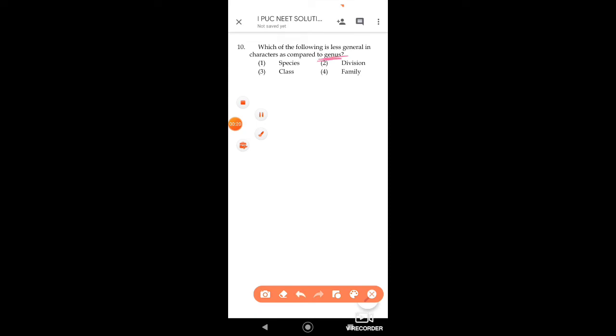Dear students, the 10th question is, which of the following is less general in characters as compared to genus? See, we are considering genus here. Remember, always remember the taxonomic hierarchy. So we have to consider genus, and compare which categories have less general characters than genus. Okay, so let me explain this. First of all, let us understand what we mean by taxonomical hierarchy.